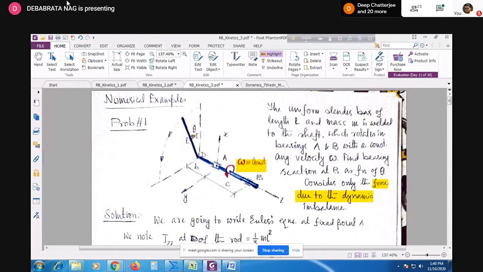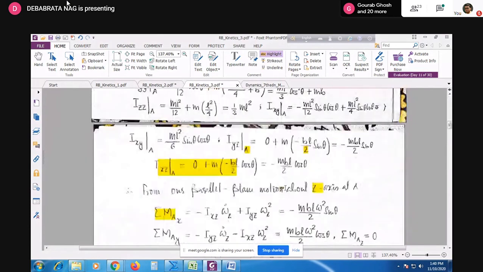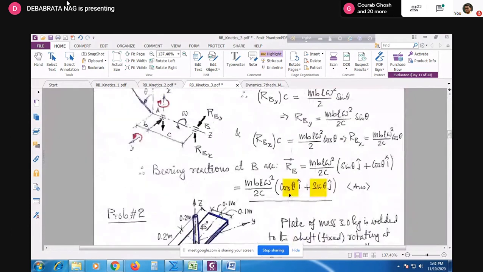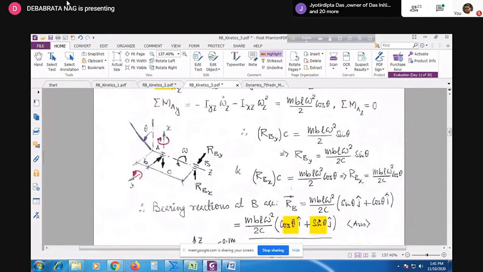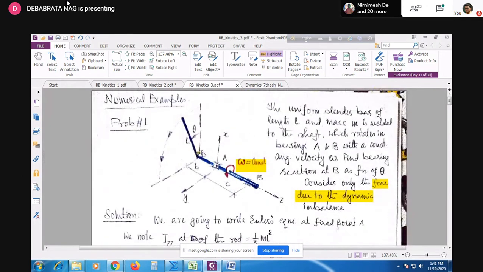Instantaneously. So you can put theta equal to 0 if you substitute in this equation, because you have already found the equation as a function of theta. You see, if you substitute theta equal to 0, one component of the reaction force will vanish. Only one component, the I component, will remain.